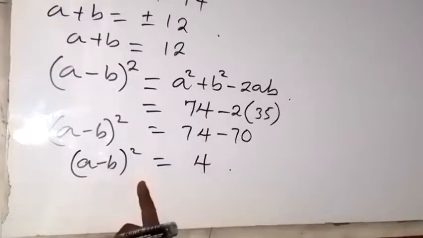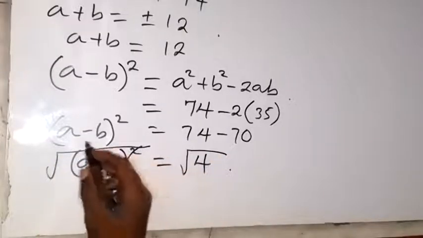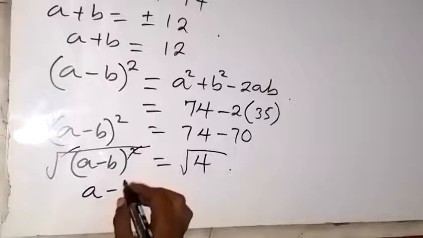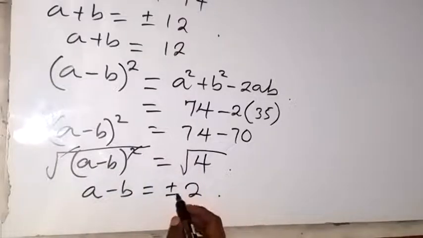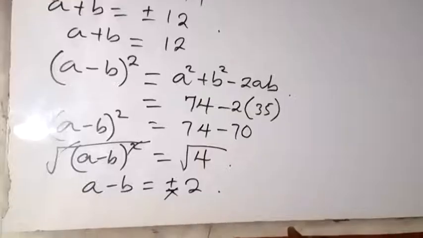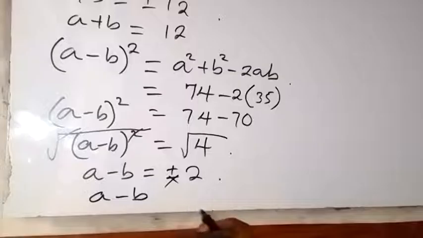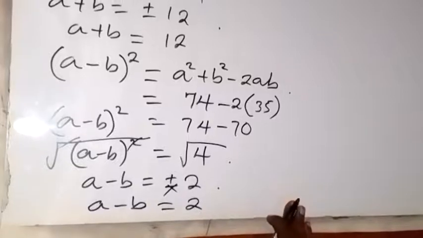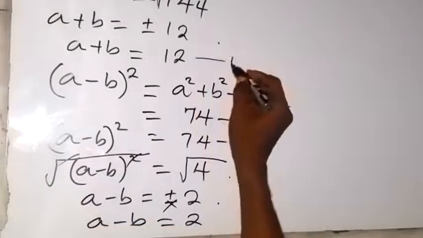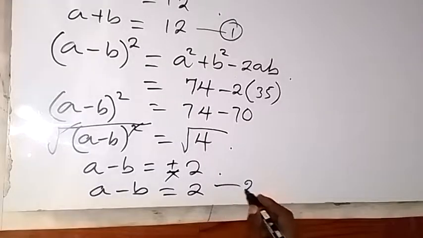Also, we can get a minus b just by taking the square roots on both sides. The square cancels the square root, and a minus b will give us plus or minus 2. Also, we reject the minus; we work with the positive value. So we have a minus b gives us 2. Now we work with this equation and the first one. We have a plus b equals 12, let's call it equation 1. Then a minus b equals 2.